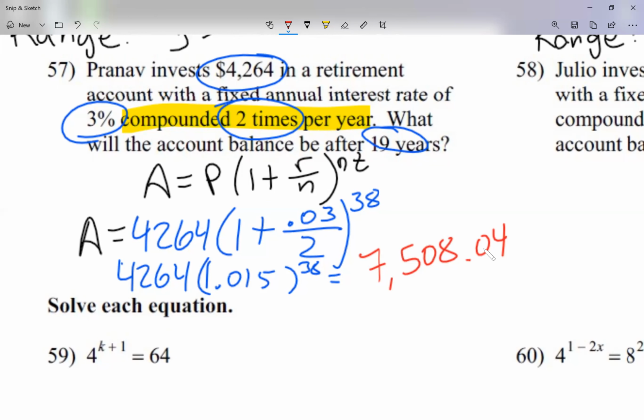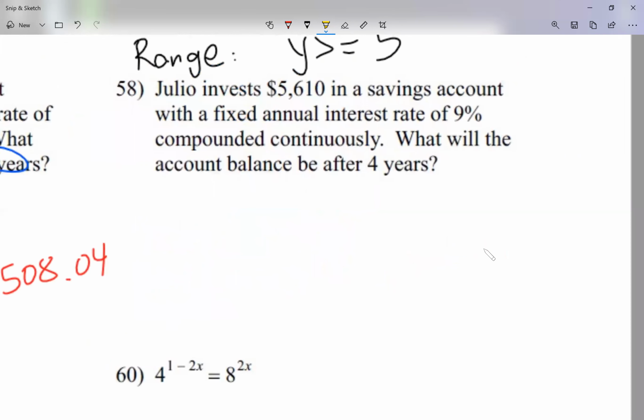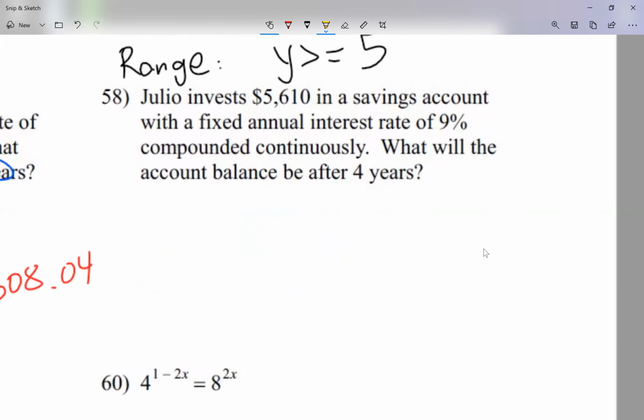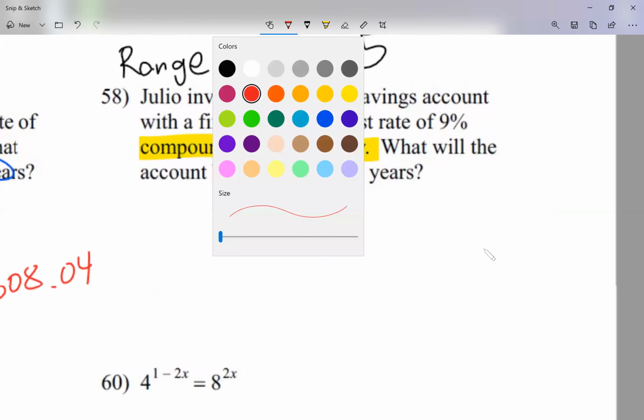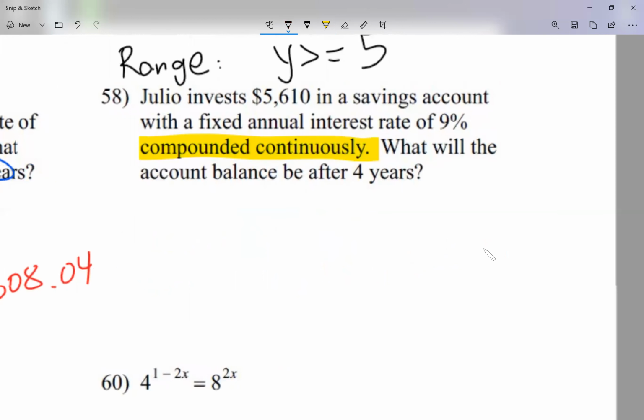Now, some cases, our interest are gonna get compounded continuously. Now, remember for that one, I gave you guys the formula. A, the amount at the end, is going to be principal times E. And remember, E is the Euler number, which is about 2.7, to the R times T, rate times time. Okay, so let me fill in my numbers here.